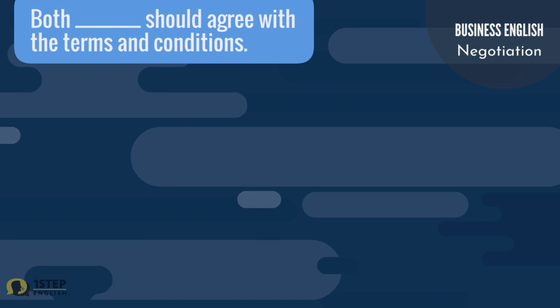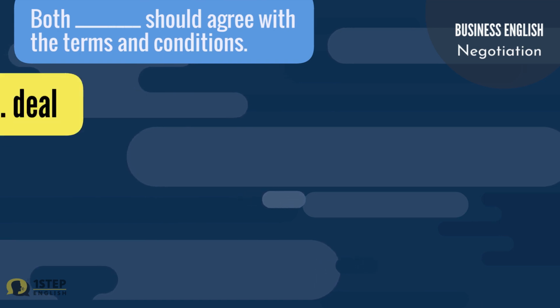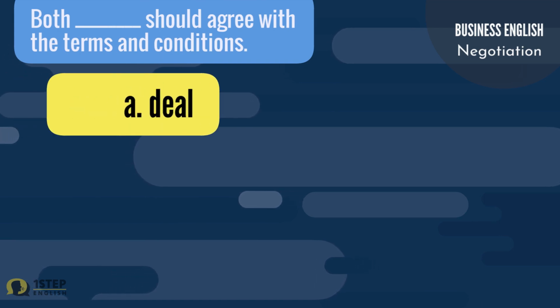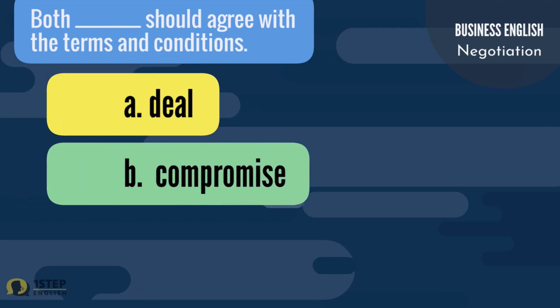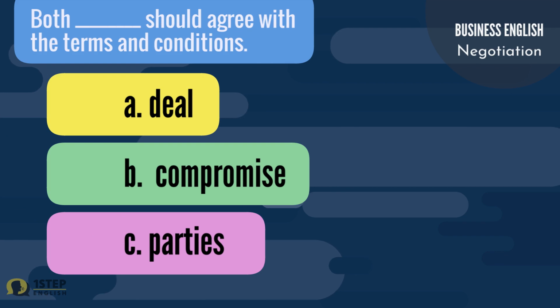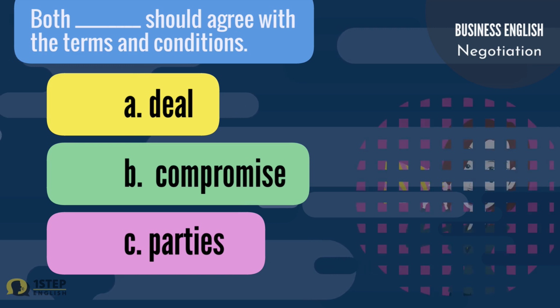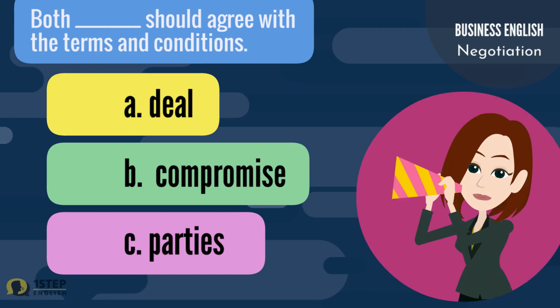Both blank should agree with the terms and conditions. Letter A, deal. Letter B, compromise. Letter C, parties. The correct answer is letter C, parties. Both parties should agree with the terms and conditions.